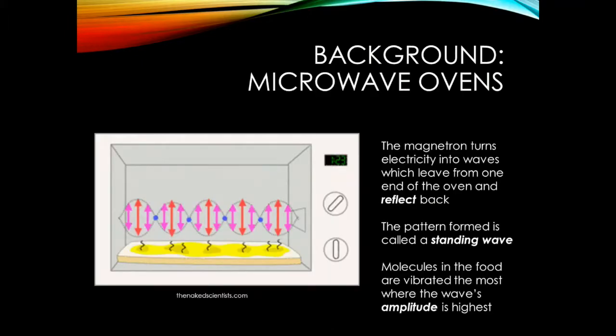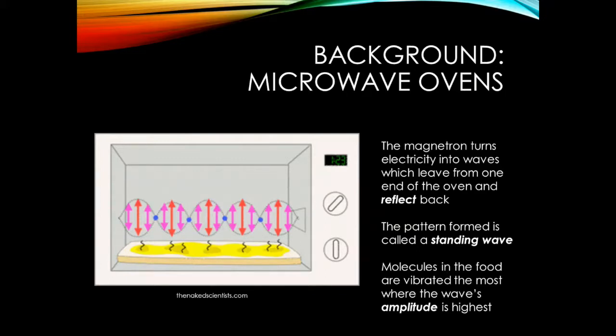Now let's talk a little bit about how microwave ovens actually work. Your microwave oven has a device inside called a magnetron. The magnetron is what turns the electricity into the microwaves. These microwaves leave one end of the device and reflect back off the wall. The pattern that is formed is called a standing wave, and molecules in your food are vibrated where the amplitude of the standing wave is the highest.